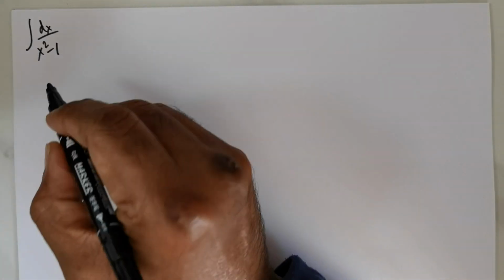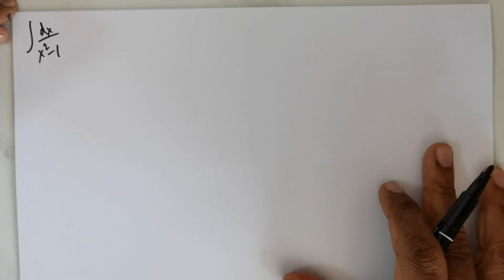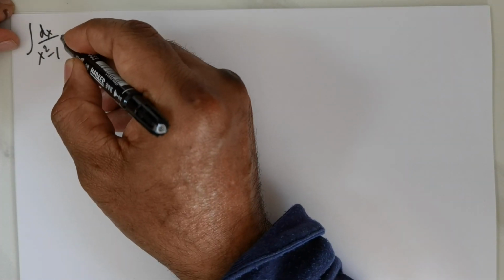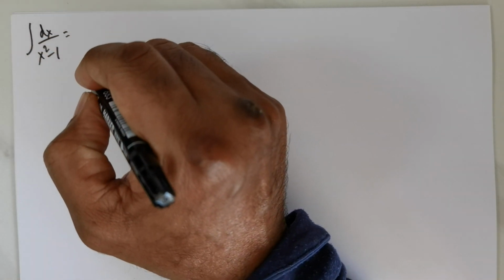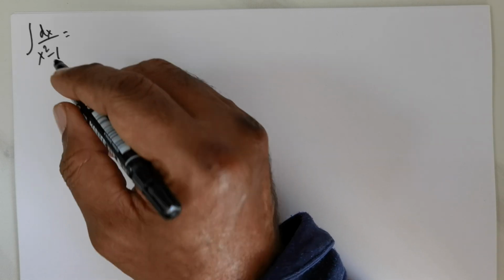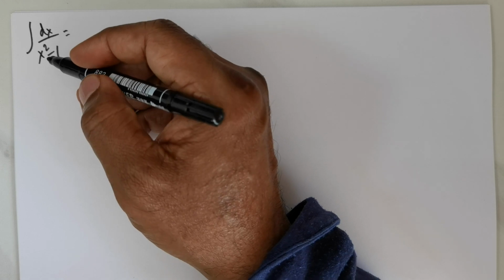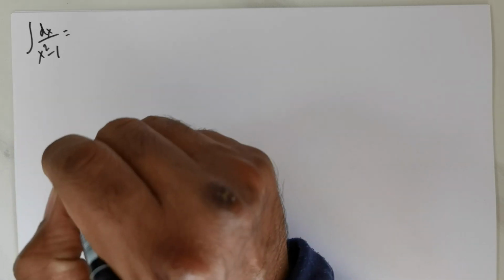Welcome students, we are asked to integrate the integral of dx over x squared minus 1. Now this is a direct formula. There is a direct formula involving this. But whenever they ask this question, they will ask you to show the result, so it will be required that you work out the entire thing.